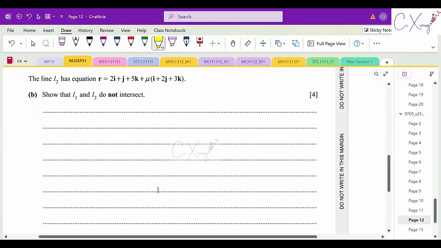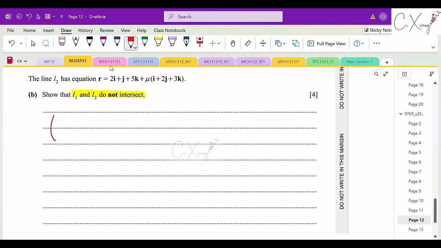Now for part B, we have another vector equation. Just now was line L1, and now it is line L2. They want you to show that L1 and L2 do not intersect. If we want to prove that they do not intersect, we have to solve them as if we want to find the intersection point first. Usually when you have two equations, how do you find the intersection point? You let equation L1 equal equation L2, then you try to solve them simultaneously.